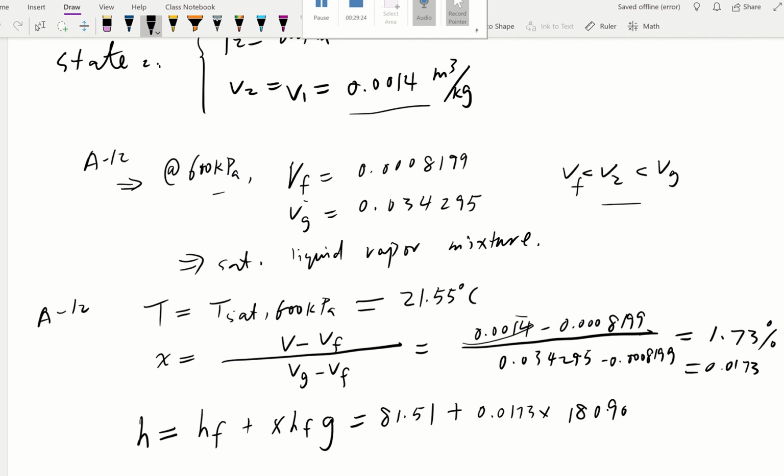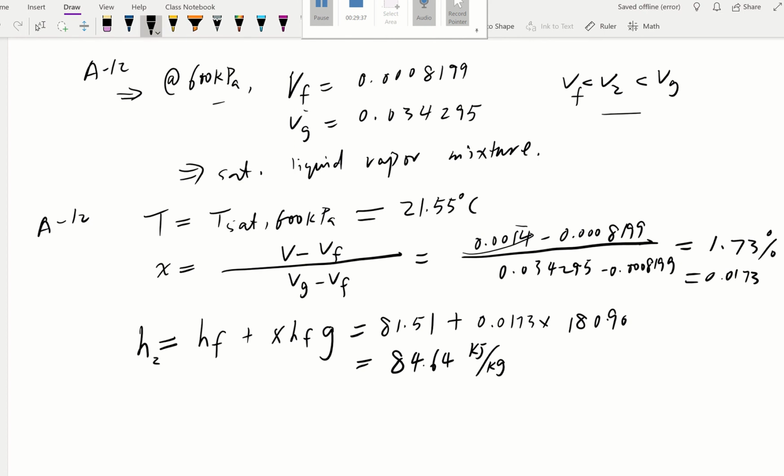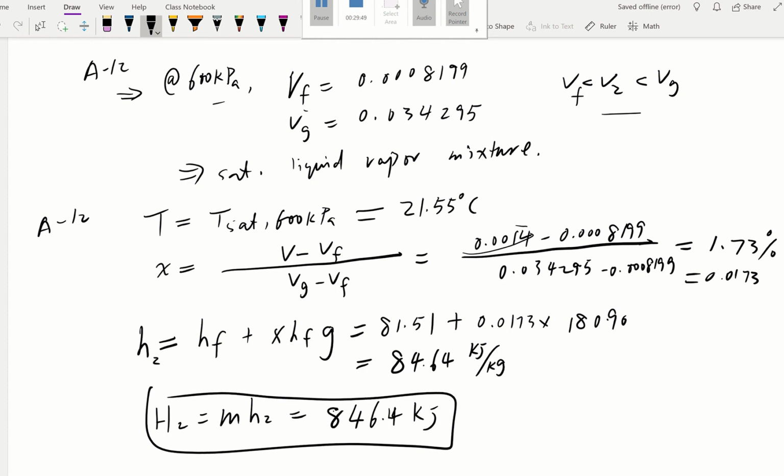So knowing that, we can solve our h. Pause for a second, see what we have. So the answer we have here is 84.64, and that's in kilojoule per kilogram. That's our h2. Then find the total enthalpy. We're just going to use mass times h2. Mass is 10, so we got 846.4 kilojoule. That completes this problem, right?